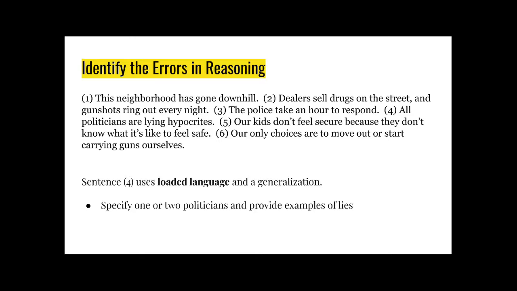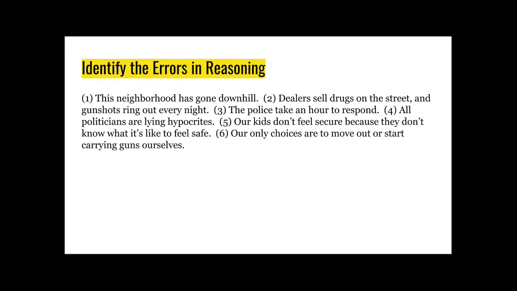The first sentence that sticks out is sentence 4, and it uses loaded language and a generalization. All politicians are lying hypocrites. Well, how could we fix this sentence? We could specify one or two politicians and then provide examples of lies. But we need to avoid using the word all in this case, because are all politicians lying hypocrites?